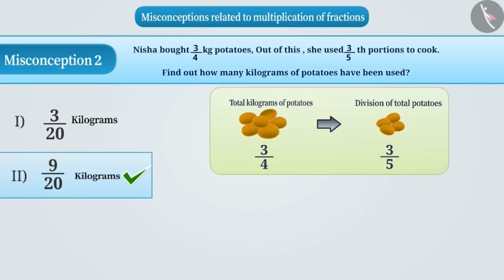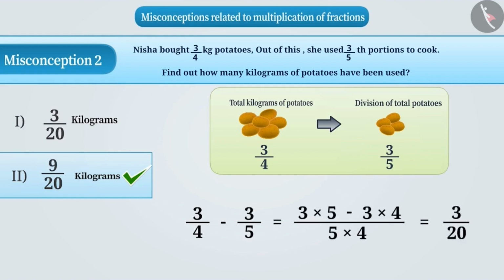Some children are unable to understand the question given. They believe that in order to find out how many kilos of potatoes did Nisha cook, they have to subtract 3/5 from 3/4. As a result, they get the wrong answer.